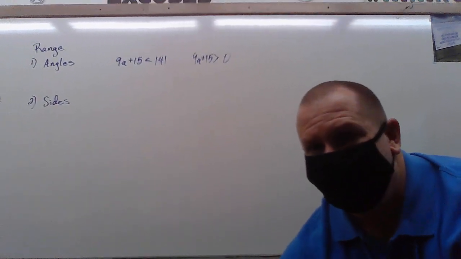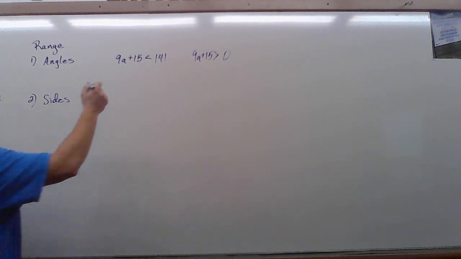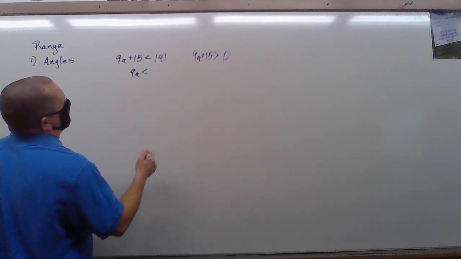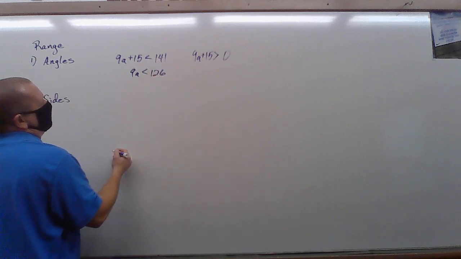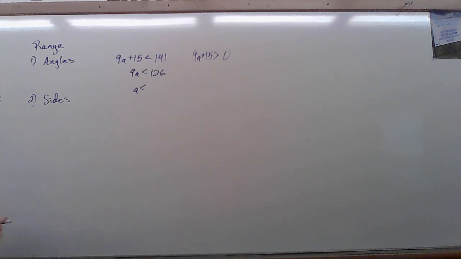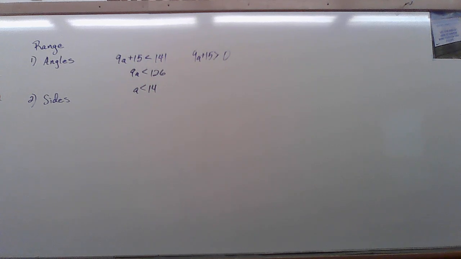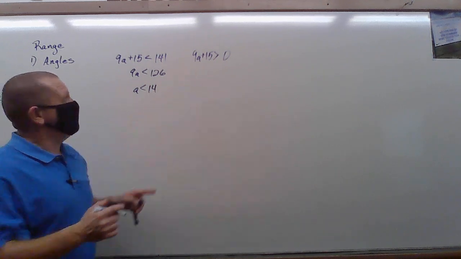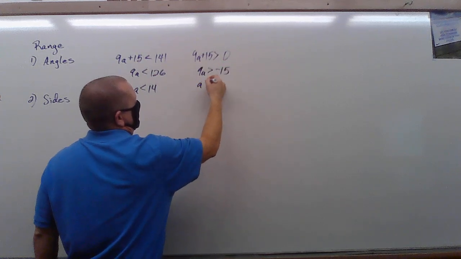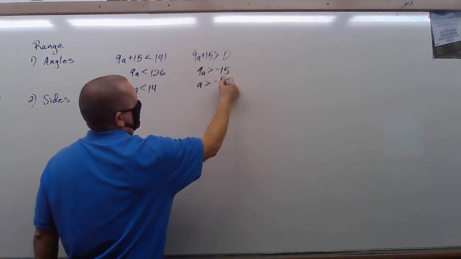So if I did this, now I'm ready to solve. How do I get a by itself? Subtract 15. 141 minus 15. How do I get a? 126 divided by 9. 14. Now do it over here. 9a is greater than negative 15. A is greater than, if I reduce, take 3 out of both of those, I get negative 5/3.